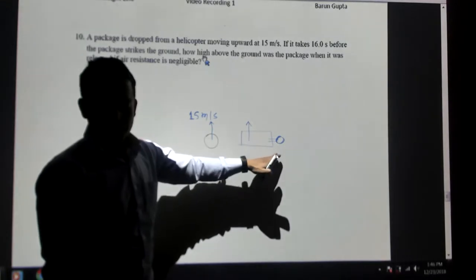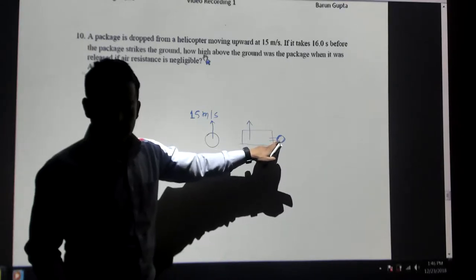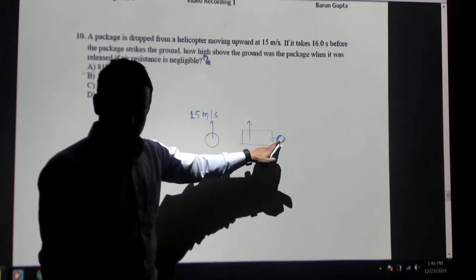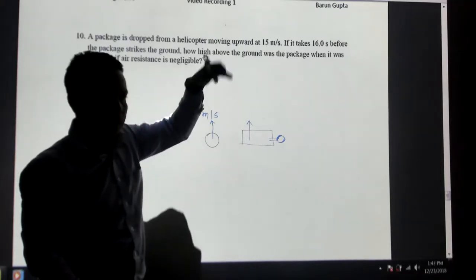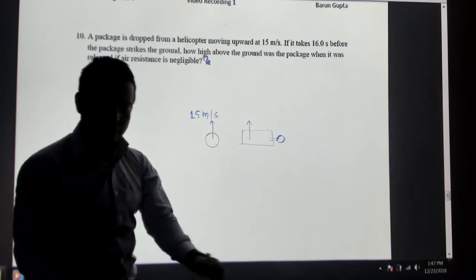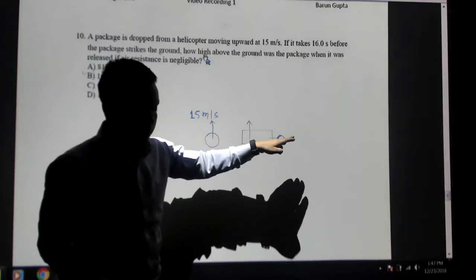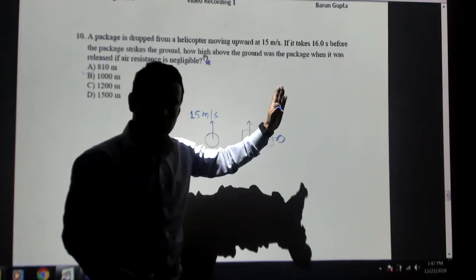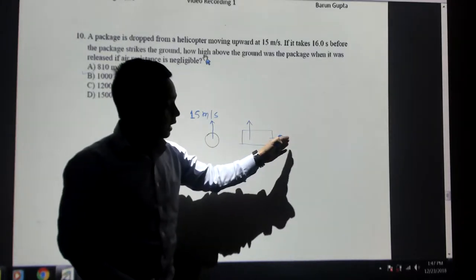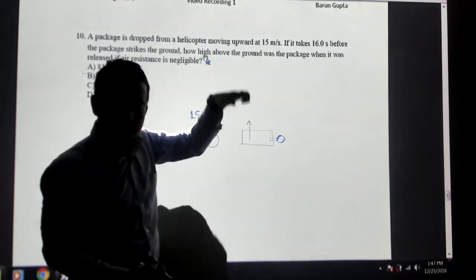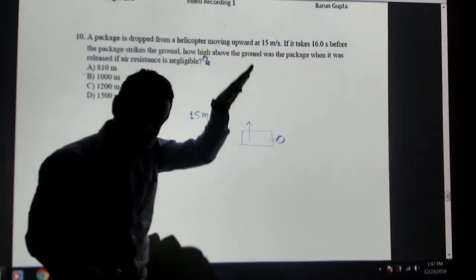What happens once you drop this ball? This package also has the speed equal to 15 meter per second, and it will continue to move up, but because the gravity is pulling, the speed will slow down, and it reaches the maximum and then falls again to the ground. So even once you drop this package from the aeroplane, this object will continue to move up because it also has the same velocity, 15 meter per second. But because the gravity is pulling it downward, the speed will slow down. And then once the speed becomes zero, it starts falling down.